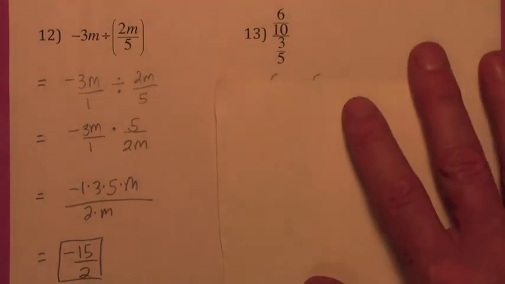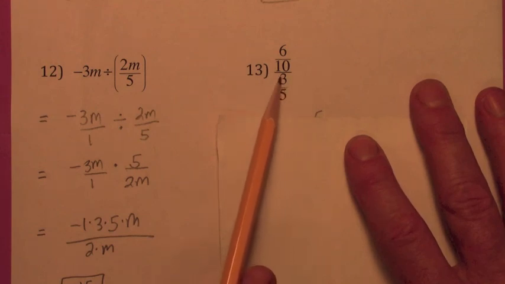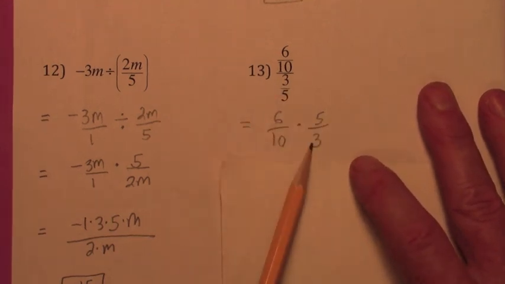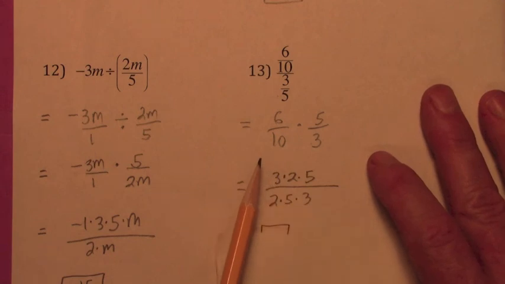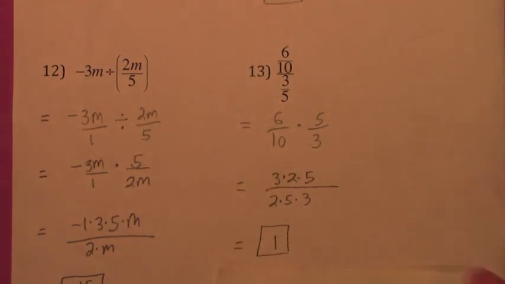Last one. This is 6/10 divided by 3/5. So you have to multiply by the reciprocal of this second one. So you get this, factor everything. Let's see, you can cancel a 3. Looks like you can cancel everything, right? And you get 1. Wouldn't it be nice if every problem was that simple and every answer was 1?